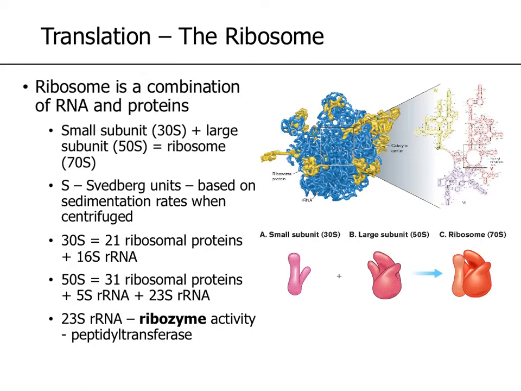All right, so now we'll talk about the ribosome. The ribosome is a combination of both proteins and RNA. You'll always hear that it's broken up into the small subunit and the large subunit. So in bacteria, that's the 30S and the 50S. The full ribosome is a 70S, where the S stands for Svedberg units, and that's based on sedimentation rates when you centrifuge them. So it doesn't go 30 plus 50 equals 80, just because that's not how the whole thing will sediment when it's being centrifuged.